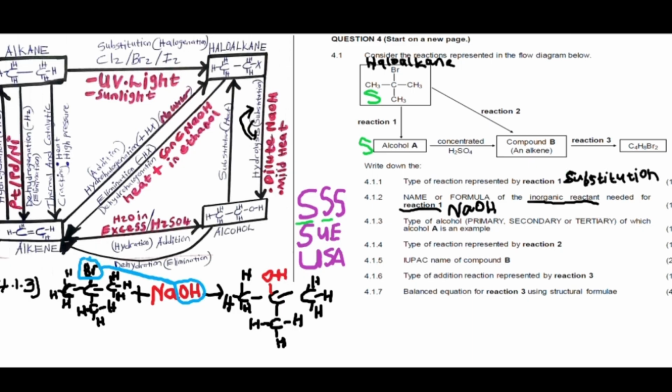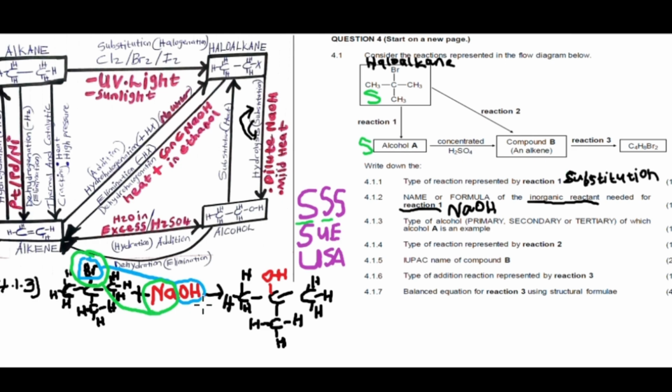But where did the Br go? I'm going to use a green color. Yes, I'm going to use a green color. The Br atom, this Br that I'm indicating in green here, it traveled and it had to be bonded with the sodium.